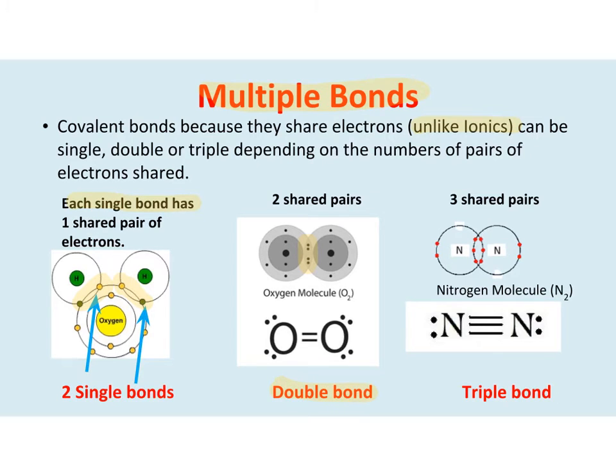And this can't exist in ionics because they don't share. But when you share, you can have double bonds. Sometimes if you share 6 electrons, like nitrogen, okay, that's a triple bond. And again, these don't exist in ionics, they only exist in covalents. But having double bonds and triple bonds makes it very difficult to predict the formula of a covalent compound, which we'll be getting up to.